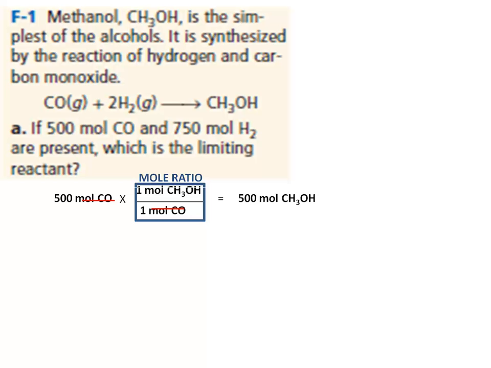So we have part of it done. Now we have to do the same thing with the other reactant, which was hydrogen. We're given 750 moles of hydrogen. We multiply it by the same mole ratio that we used before. And this one ends up being a 1 to 2 mole ratio.